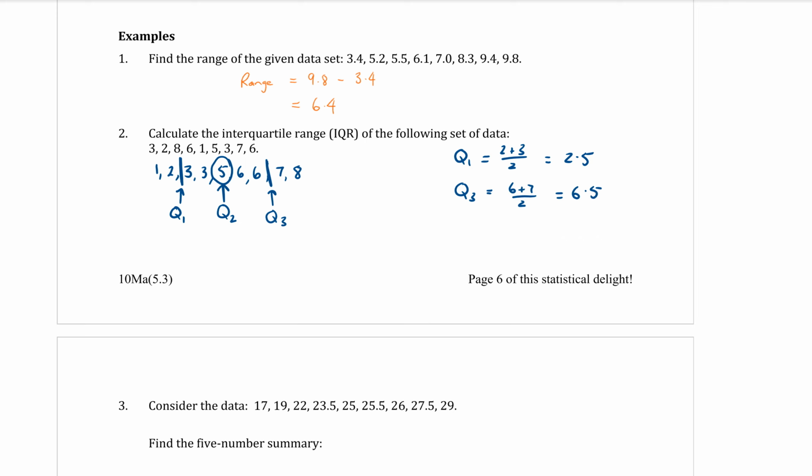Now I can find my interquartile range, which is the Q3 minus the Q1. Q3 is 6.5, the Q1 is 2.5, so that is equal to 4.